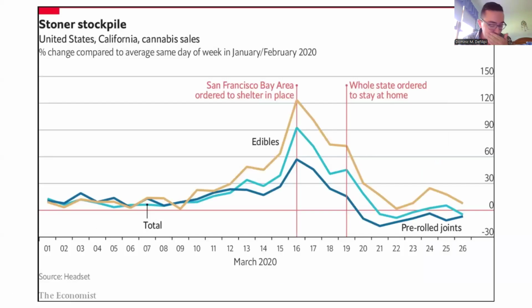I also thought this was funny too, because there's a growing need for cannabis as people get more stressed out. And you can see this. This was in January to February and March in 2020. What could have been happening back then?